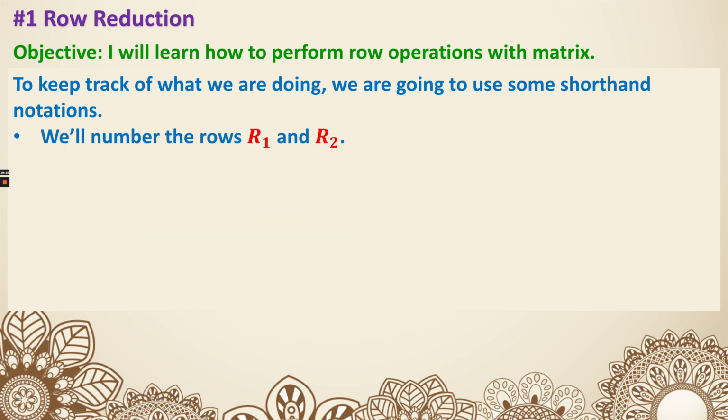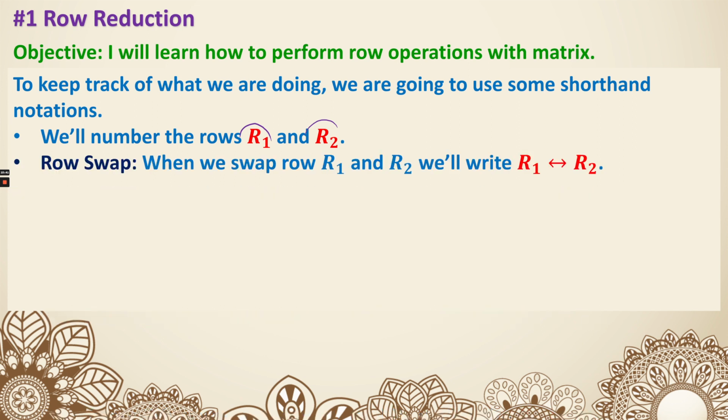But to keep track of what we're doing, we're actually going to need to use some notations. We are working with 2 by 2s, so we have 2 rows. That's why we're going to name them R1 and R2. Here's the notation to represent row swap. Swap just means you switch them. So that means R1 and R2 are switching places.